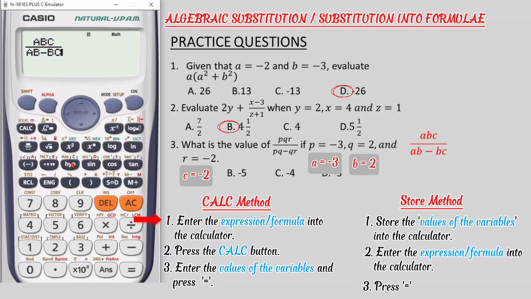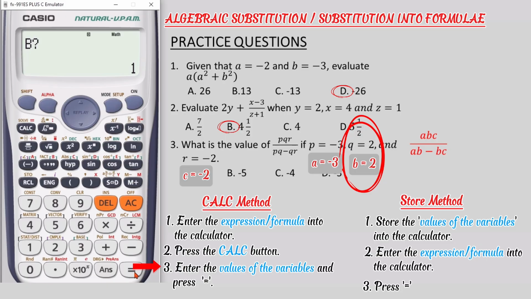So I have successfully entered the whole expression into the calculator. What I have to do next is to tap on the CALC button. The calculator will ask for the value of A. In this case, the A is our P. So we have P equals -3. So I enter -3 into the calculator. And then I tap on equal to.